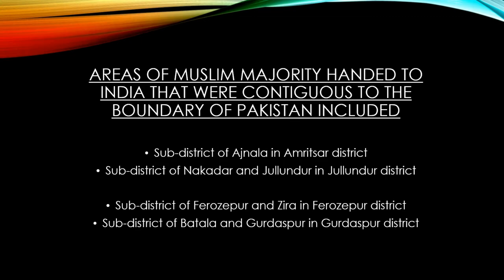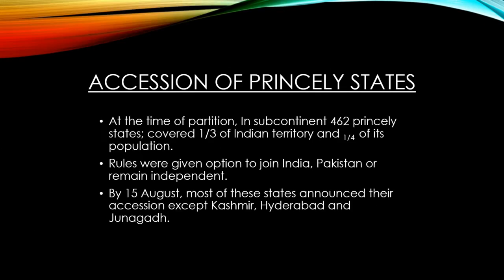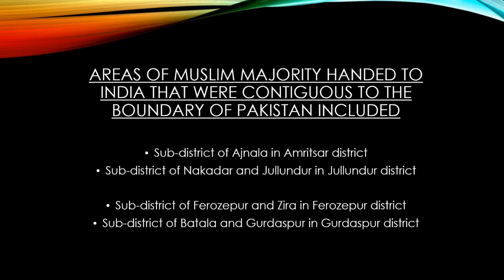Now I'm going to tell you some names of popular Muslim majority areas handed to India. Sub-district of Ajnala in Amritsar district, sub-district of Jalandhar in Jalandhar district, sub-districts of Firozpur and Zira in Firozpur district, sub-districts of Batala and Gurdaspur in Gurdaspur district. These are only some of the Muslim majority areas which were handed to India during the partition. There are a lot of other areas which were handed to India unjustly and unfairly.